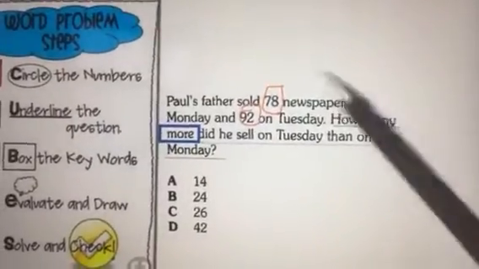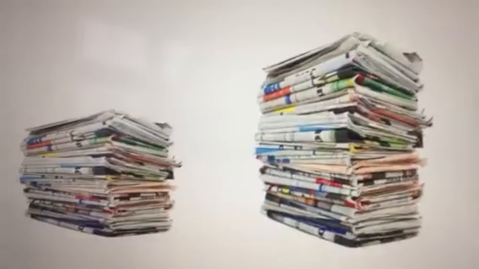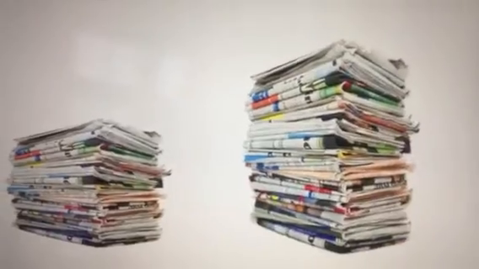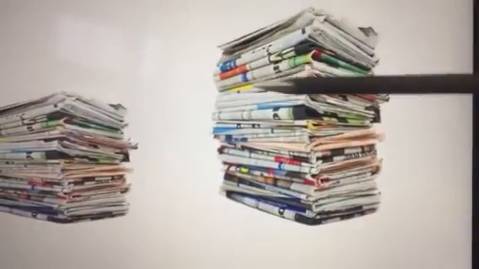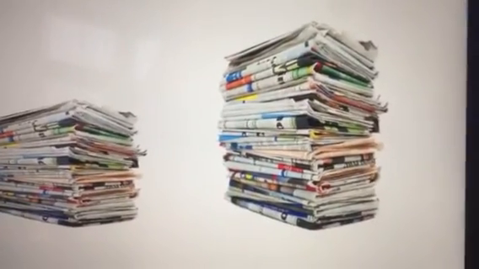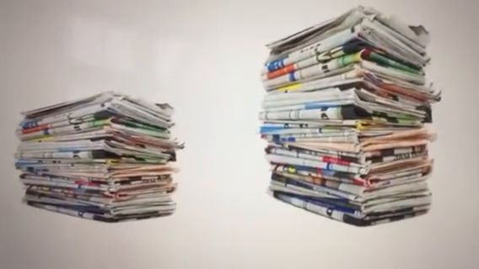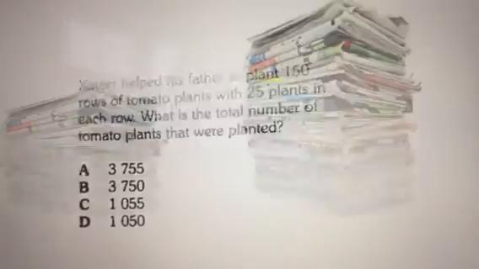sold about 78. On Tuesday he sold 92. Let's check our numbers. He sold 78 and then 92. So you already know that he sold more on Tuesday than he sold on Monday. So now we have to go and figure out how much more. So we just want to figure out how much more. And that allows us to figure out the operation. What are we going to do? Which operation? We're going to subtract 92 minus 78 for the answer.